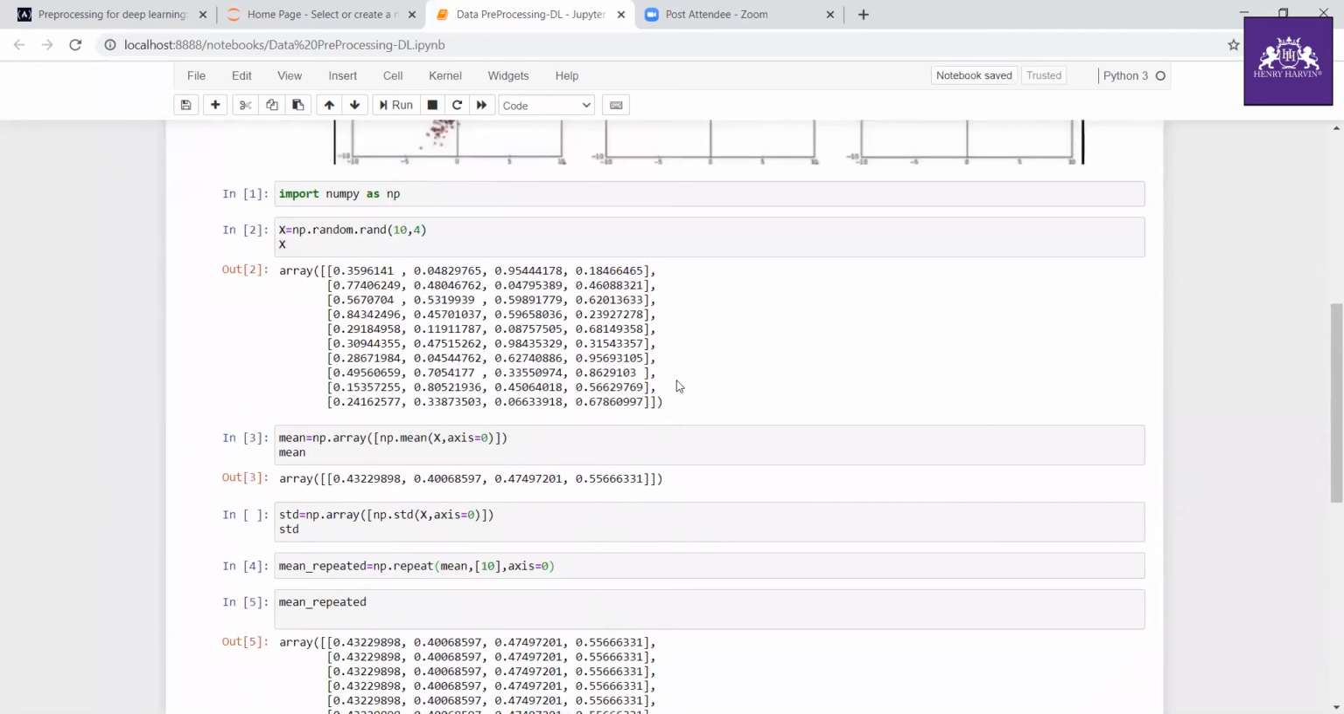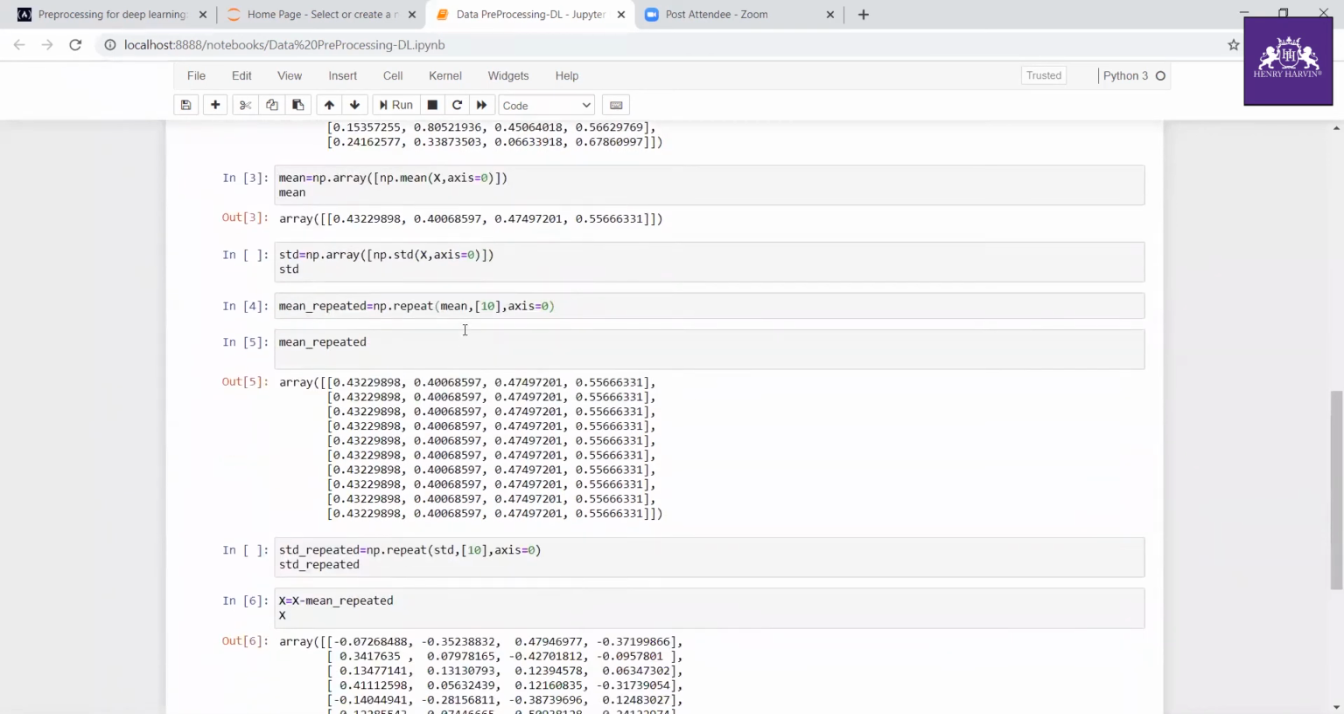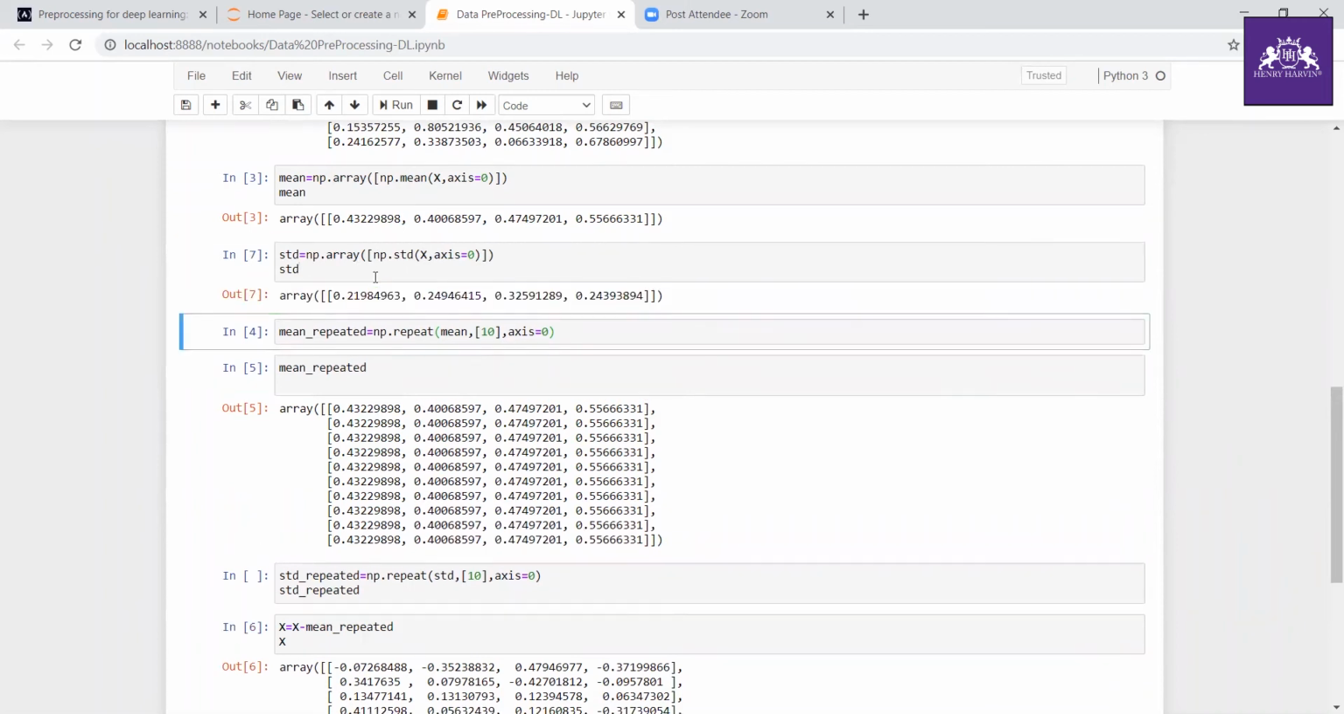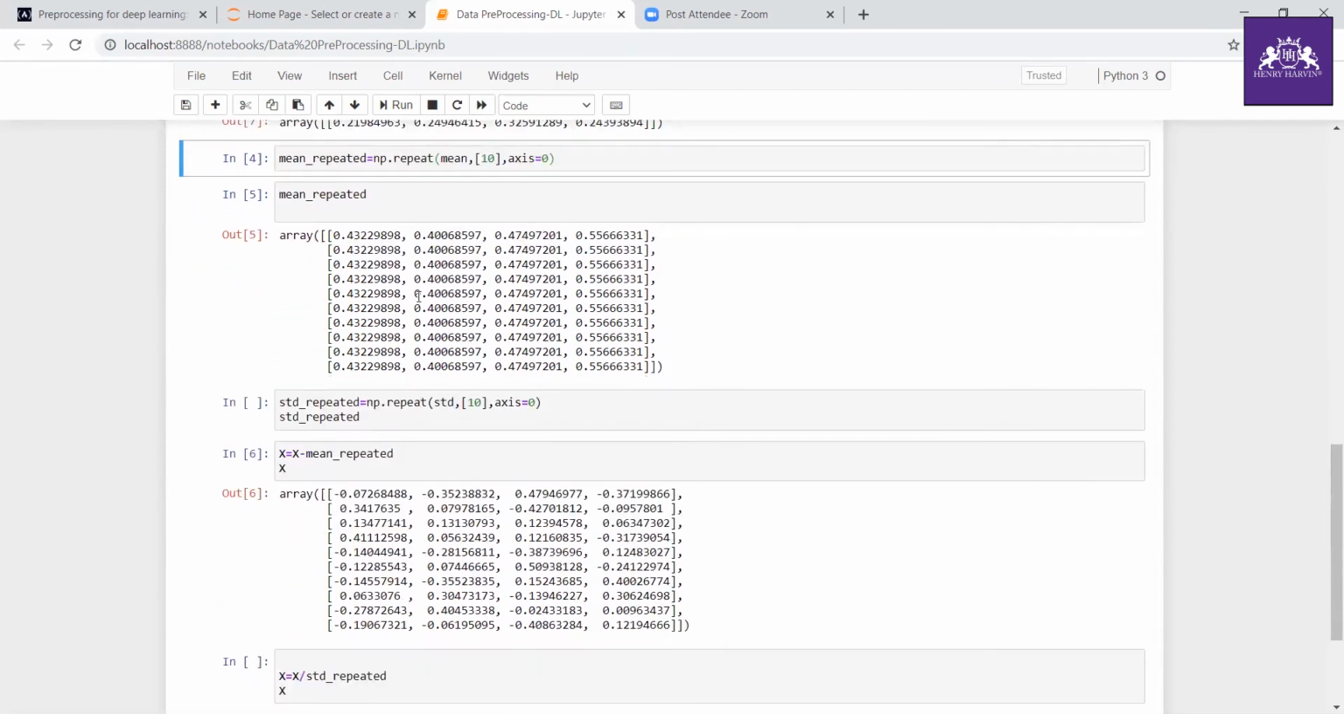So now the next step, what I'm doing now is I'm trying to find out the standard deviation, right? So std is equal to np.array and np.std, and I want to find out the standard deviation for x, right? So when I execute this code, I'm getting the standard deviation.